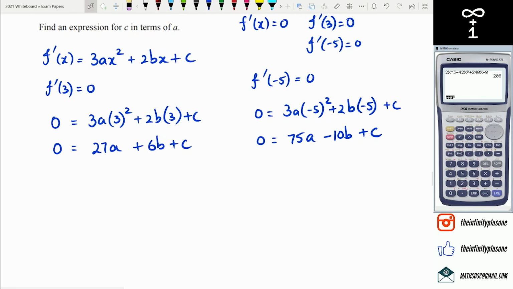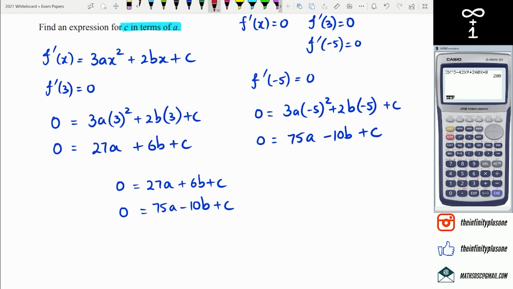Cool. So what we have is we've actually got two equations, right? So we've got 0 equals 27a plus 6b plus c. Then our next equation is 0 is equal to 75a minus 10b plus c. Now, if you look at the original question, it says c in terms of a, which means we need to figure out a way to get rid of this lot, this b. We've got to get rid of them.